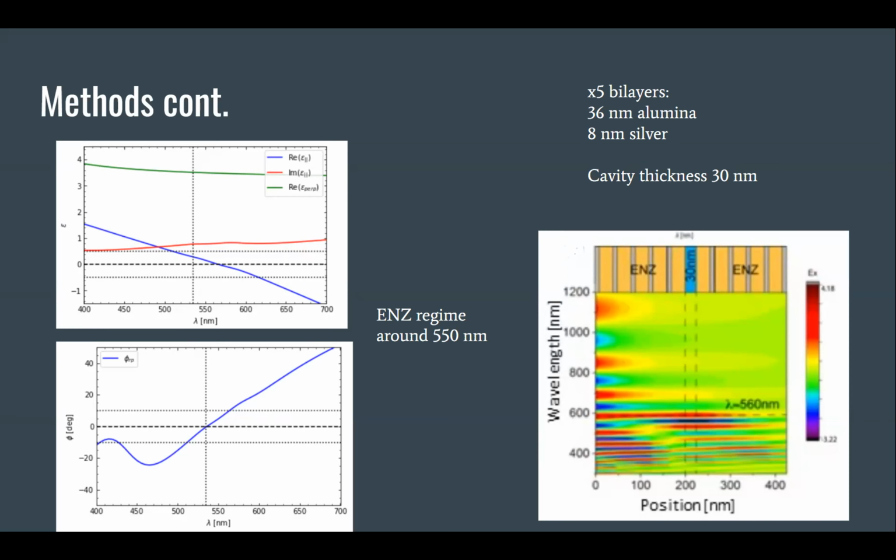As you can see with a 30 nanometer cavity, right around 560, a little bit below that, there's a resonance where the electric field is at its strongest point. That's what we were aiming to do: line up the ENZ effects from both of the cavity walls and create a bit of a resonance. And since the cavity is only 30 nanometers, the emitters will be able to couple to both materials. So that was the design we came up with using simulation.